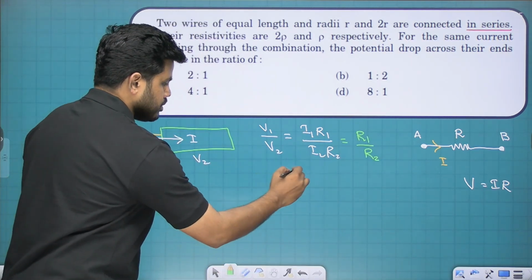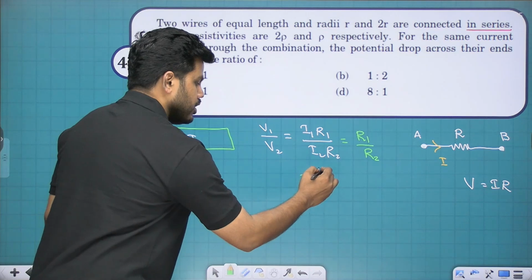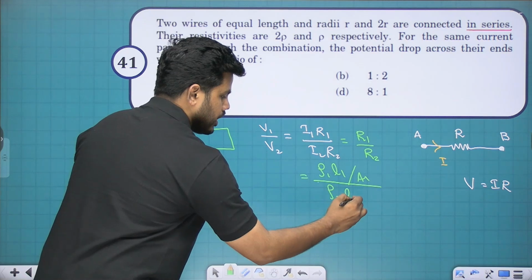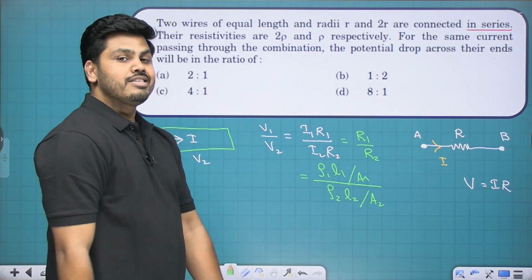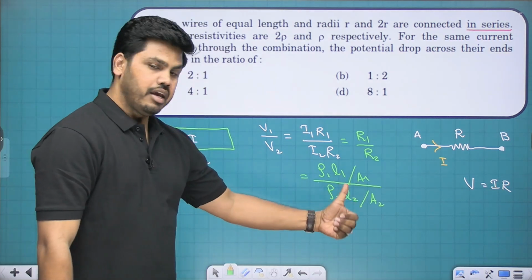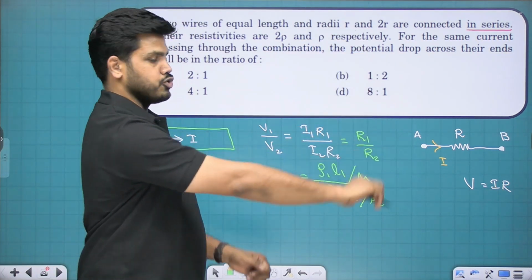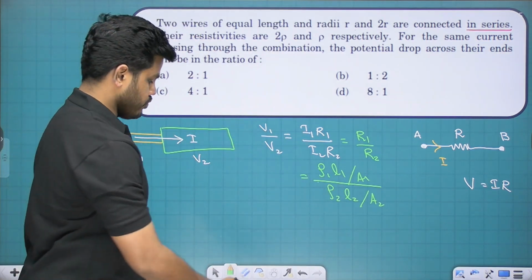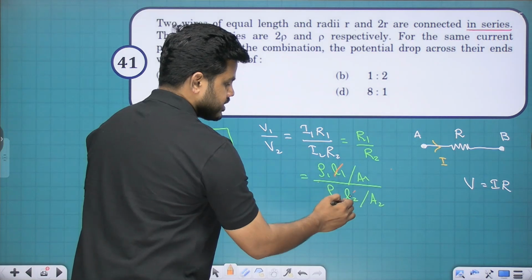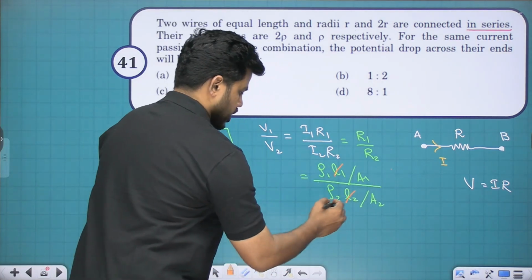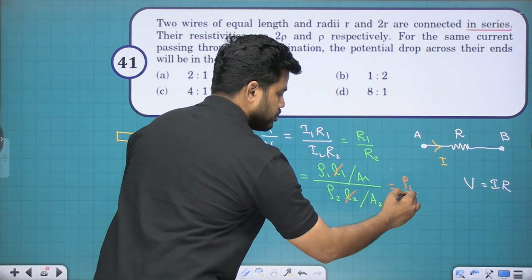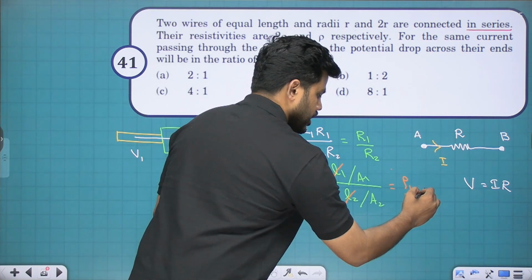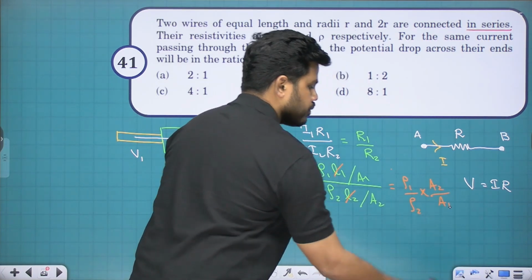Now, what will be R1 by R2? It is rho 1 L1 by A1 divided by rho 2 L2 by A2, because resistance is resistivity times L by A. You are given the resistivity and radius ratio, and one more thing is given: both conductors are of equal length. So L1 and L2 get cancelled. This ratio is rho 1 by rho 2 into A2 by A1.